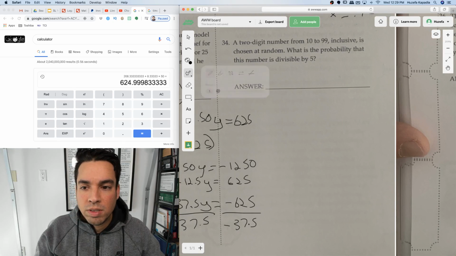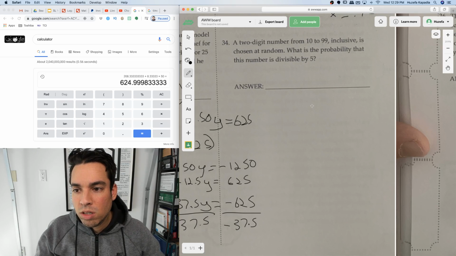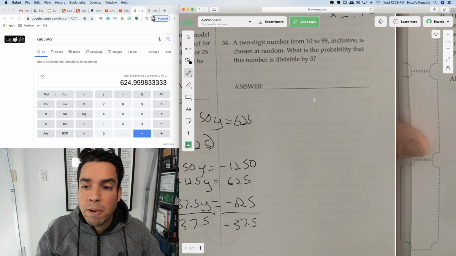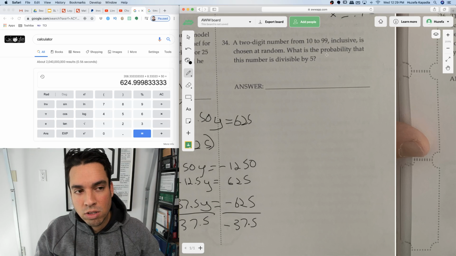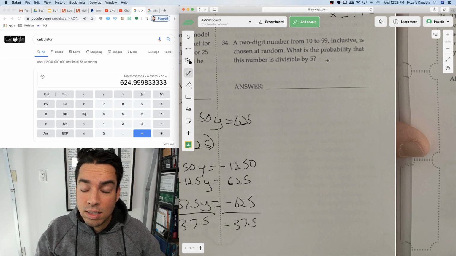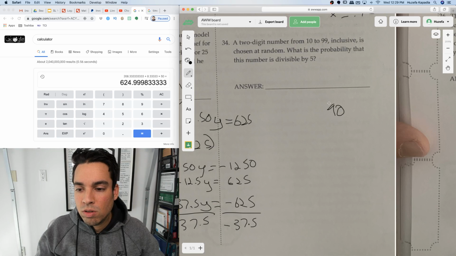A two-digit number from 10 through 99 inclusive is chosen at random. What is the probability that this number is divisible by 5? All right. So 10 through 99, first of all, is 90 numbers, not 89. Okay. So we know it's out of 90. And we know what's the probability it's divisible by 5.